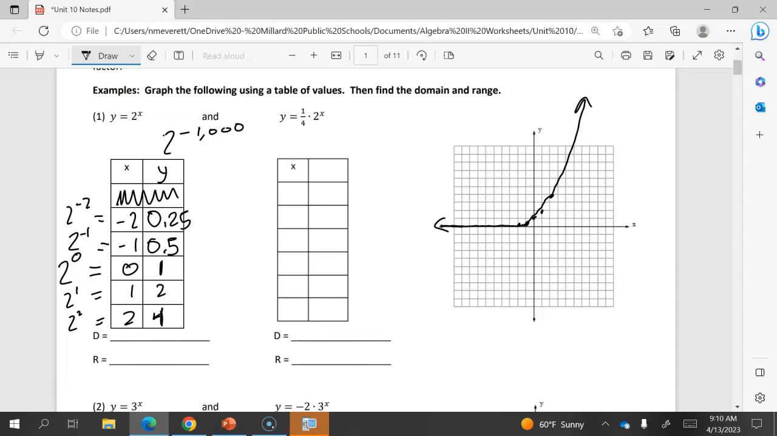Now for this one, y equals 1/4 times 2 to the x. Again, we're just going to do negative 2, negative 1, 0, 1, and 2, and I'm actually going to do this one from scratch. So it's 1/4 times 2 to the 0. Remember order of operations: do the exponents first. 2 to the 0 is 1, so that's 1/4 times 1, which is 0.25. Next one is 1/4 times 2 to the 1. That's 1/4 times 2, which is 0.5.